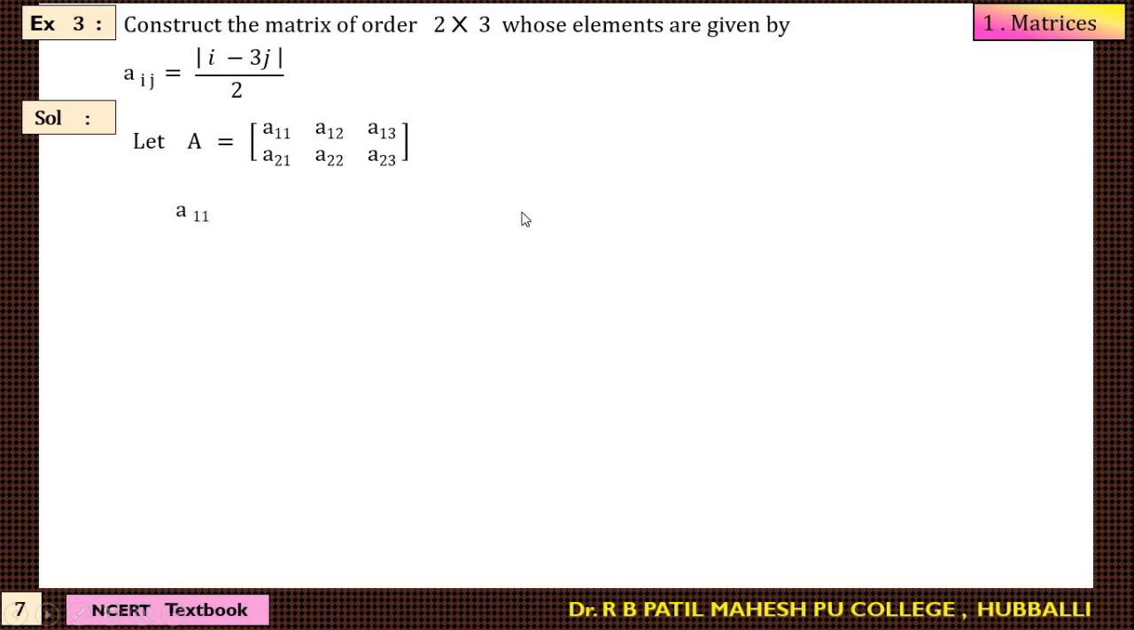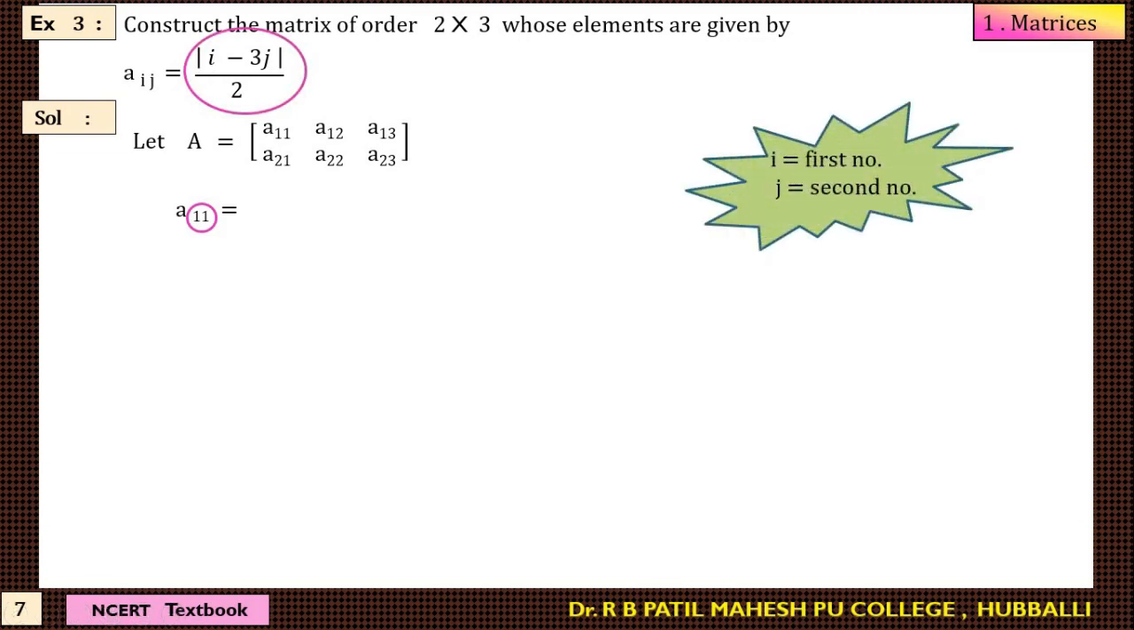The first element A11. So here the subscript is 1, 1, and in this formula we have to replace i, the first number, that is 1, j is also 1, that is 1 minus 3 into j, j means 1, divided by 2. So if you simplify this, you will get modulus of minus 2 divided by 2, and it is equal to 2 by 2, and it cancels, 2 ones are 2, you will get the value 1. Now see the next element.